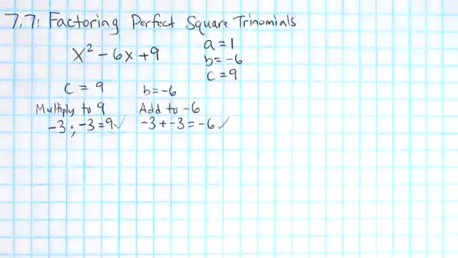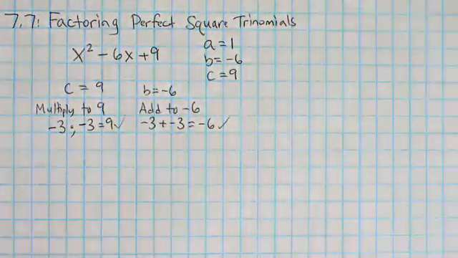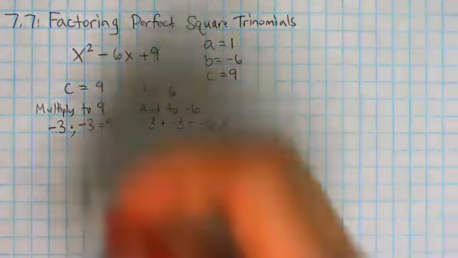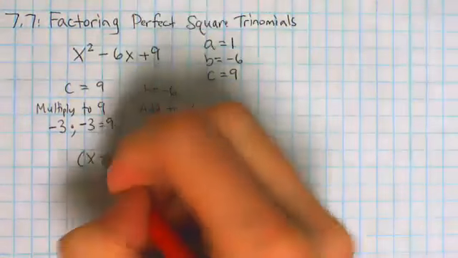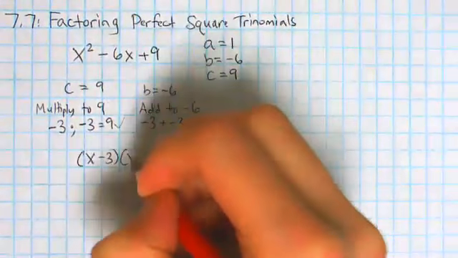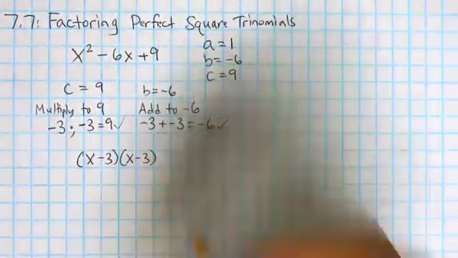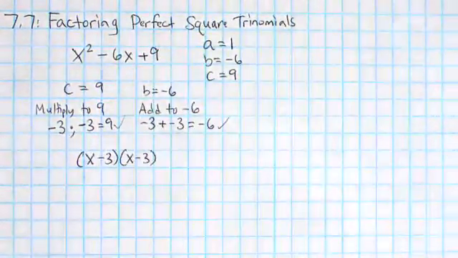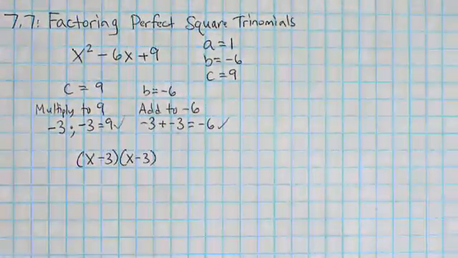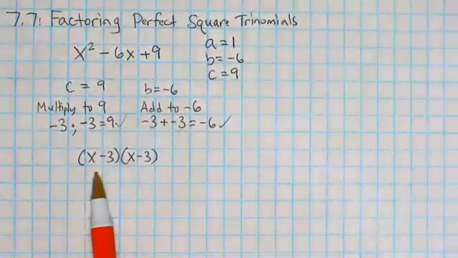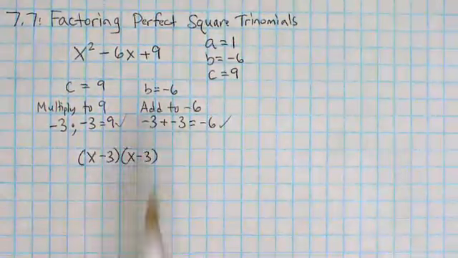And because we have an a value of 1, we get to skip all of the work we did in the previous section and simply write our answers out, which is x minus 3 times x minus 3. So this is the result you're going to get when you factor perfect square trinomials. Your answer will end up looking like one factor times itself.